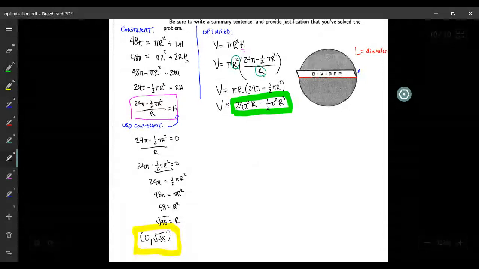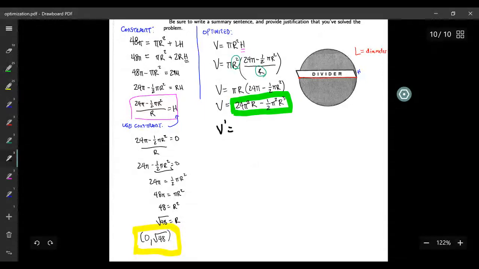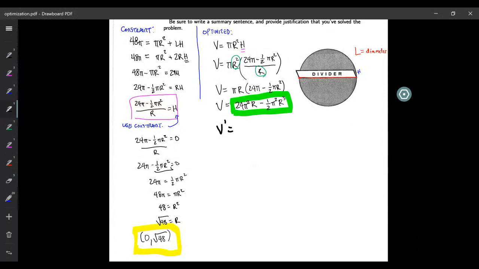Third thing is to take the derivative. So 24 pi squared r would just be 24 pi squared. This is just a number multiplied by the variable. And again, this is just a number, so this is negative 3/2 pi squared times r squared. You take this cube, multiply it down, decrease the power by 1.